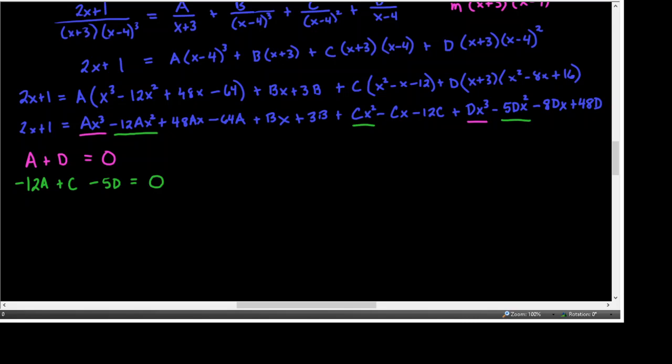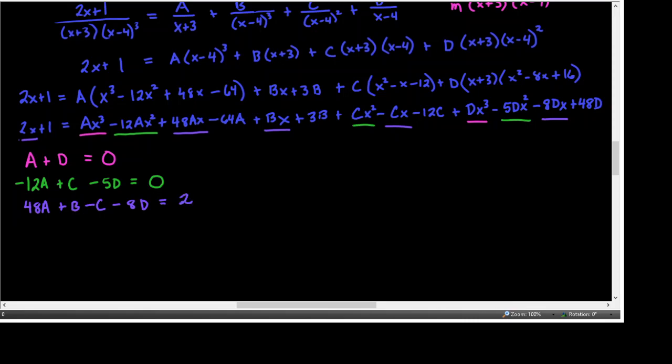Okay, now let's look for x cubed, x squared, now x. So 48a x plus b. Notice as I underline that, I make sure that I don't miss anything and that every single thing here is considered. Minus c, minus 8d equals the coefficient of x on the left side of the equation, which is 2.